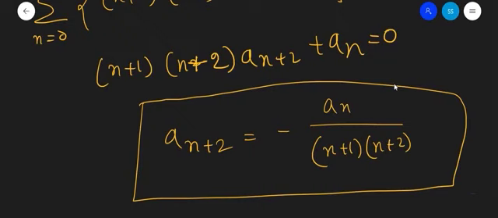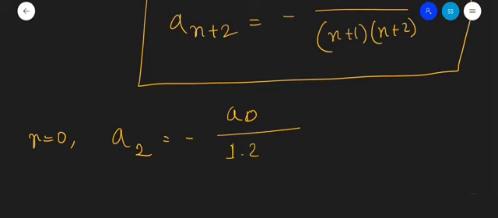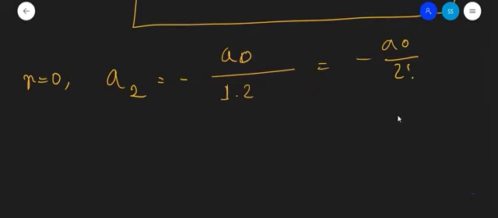All you need to do is find some terms and add them up to find your solution. So let's check some cases and evaluate some terms. We're going to start from n equals 0 because the summation was like that. Okay, so when n equals 0, we can see that the left hand side becomes a2 and the right hand side becomes minus a0 over 1 and 2, and this can be written as minus a0 over 2 factorial. Obviously a0 is something we don't know, but that doesn't matter, and you will see in a few minutes why.